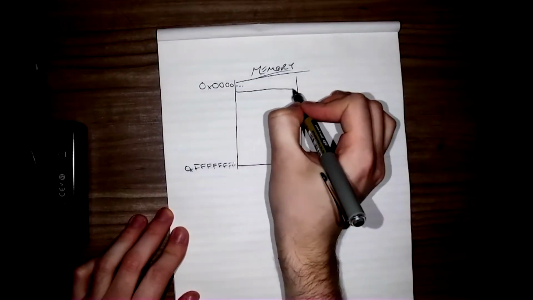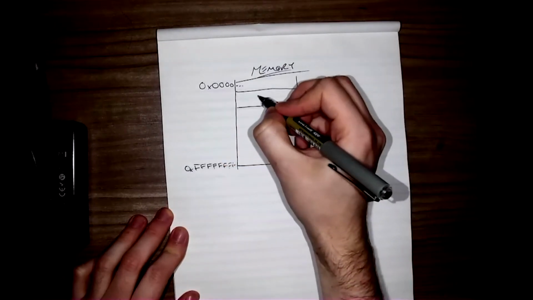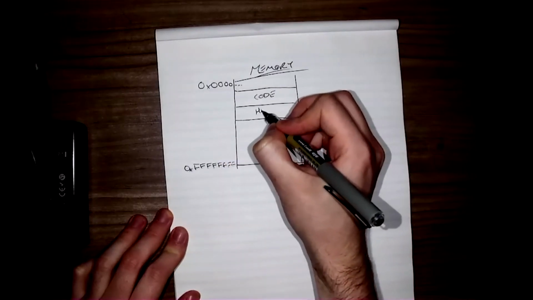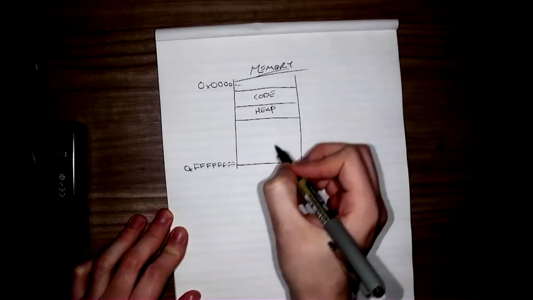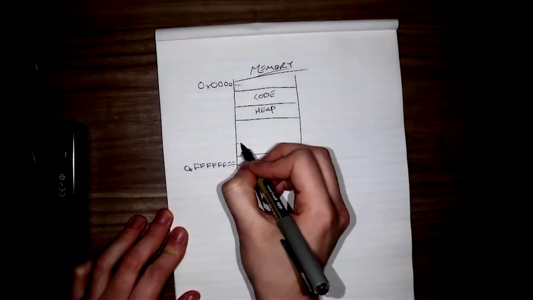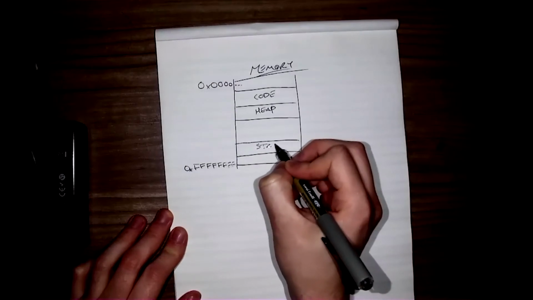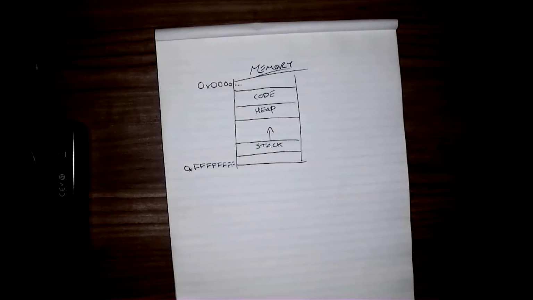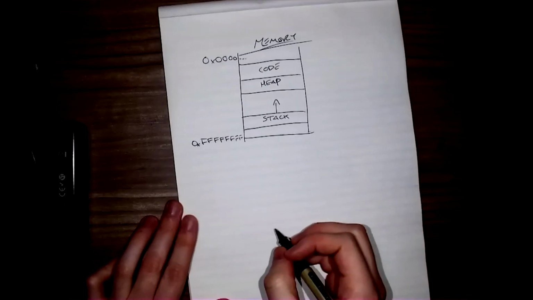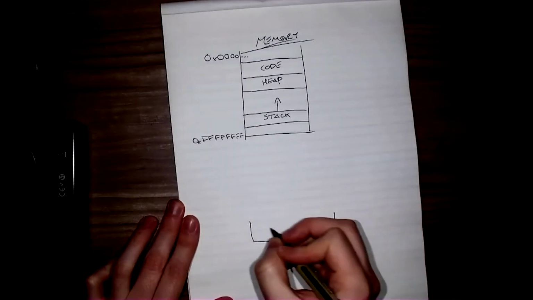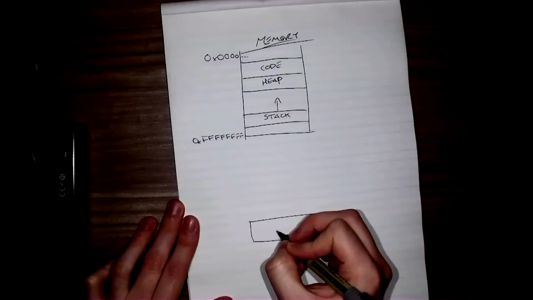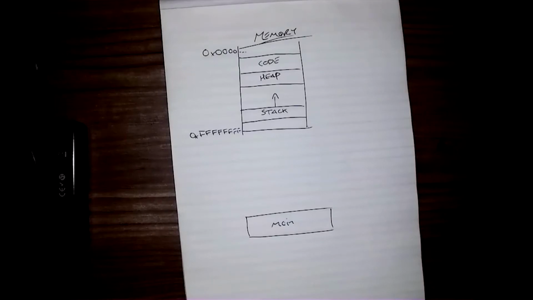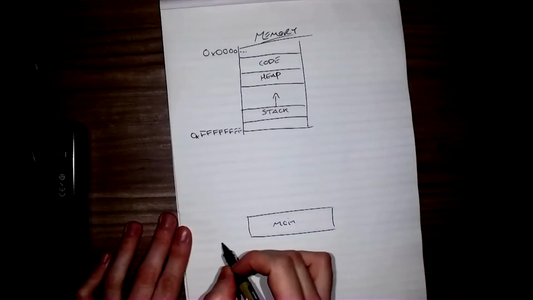There's a section just around here which contains our code. And just under that, we have the heap. Down here we have the stack, which grows in that direction. Right? If we take a closer look at the stack, so say we have our stack down here, and this is our main function. So this contains all of the variables that are living inside of our main function, and it's right at the bottom of the stack.